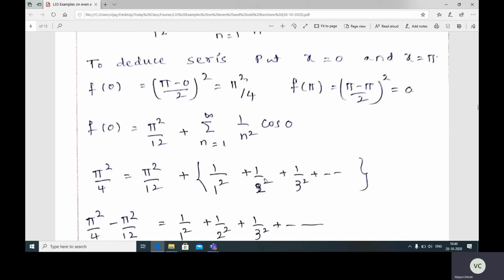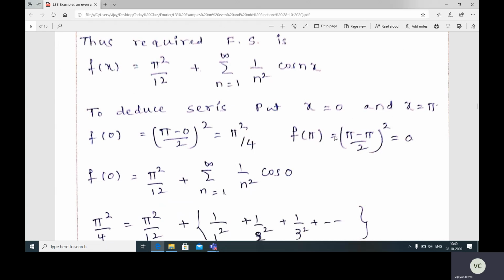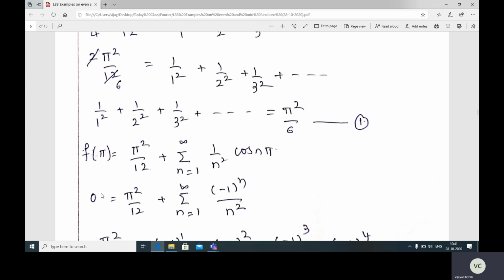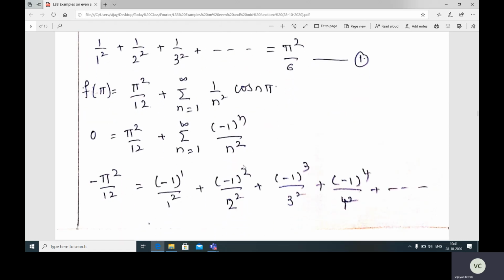But f of pi will be pi minus pi, because in f of x, x is replaced by pi. So pi minus x, x is replaced by pi. So pi minus pi divided by 2 raised to 2 is 0. So here you substitute 0. So 0 is equal to pi square by 12 plus summation n is equal to 1 to infinity minus 1 raised to n divided by n square.